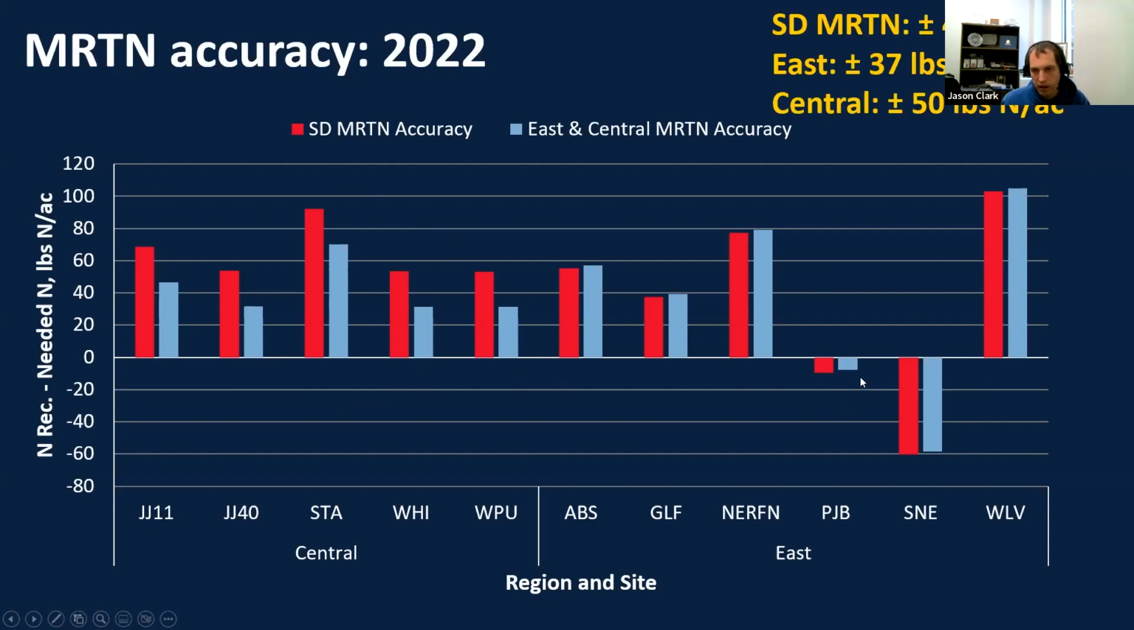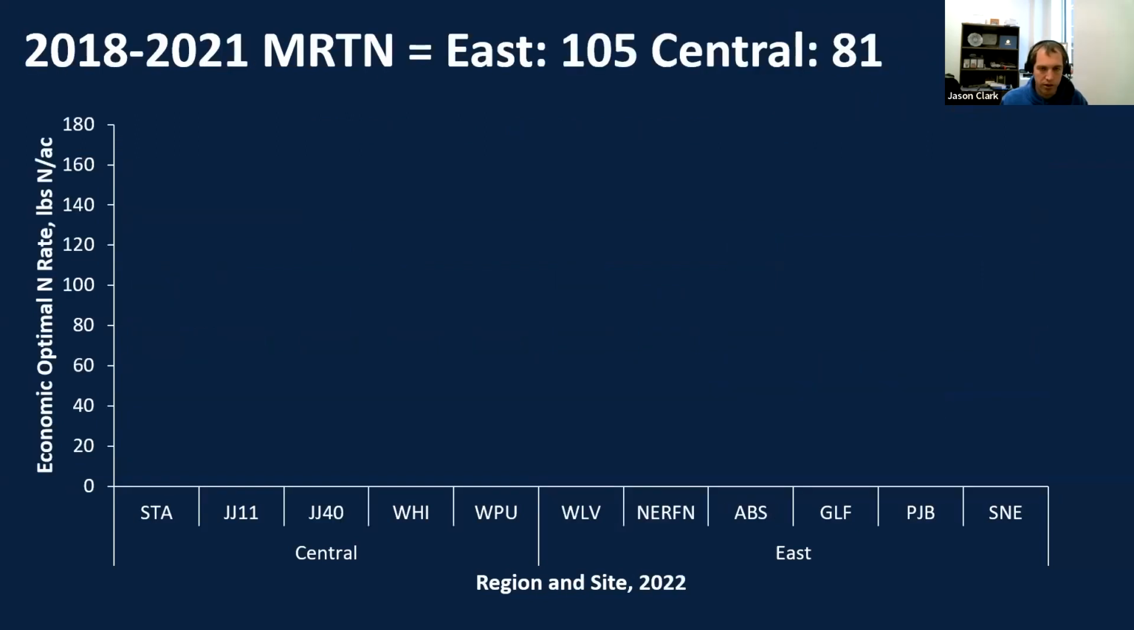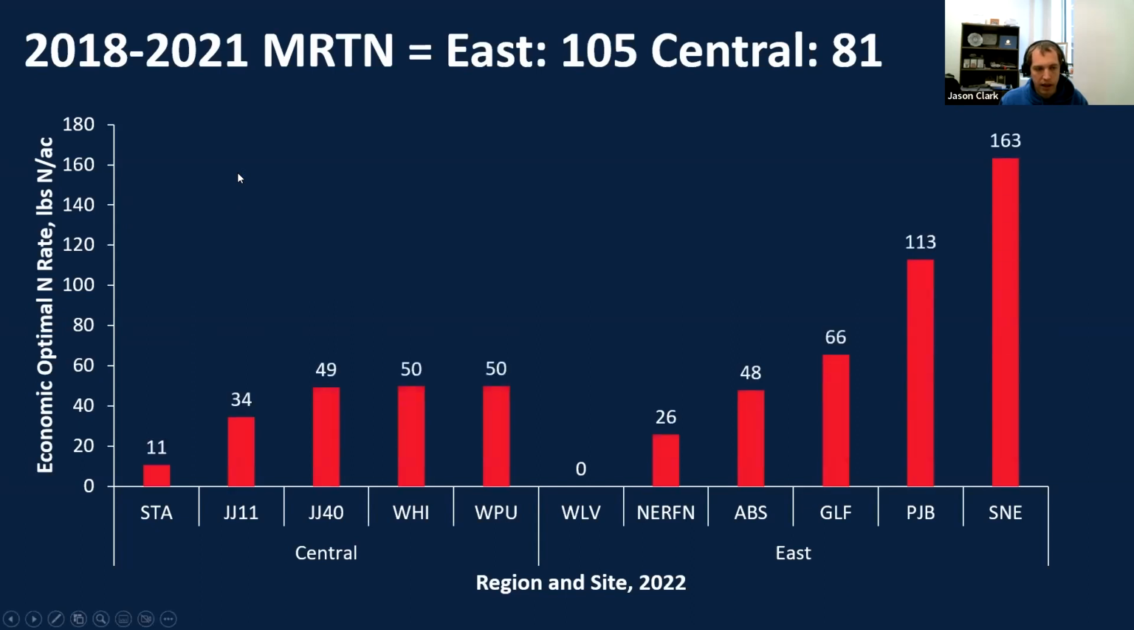So if we're to look at accuracy of this, we're about plus or minus 40, plus or minus 37 in the east, central plus or minus 50. This is predicting 2022's data. If we're to put 2022 into that database and then look at all of our sites 2018 to 2022, we can kind of look at that here.